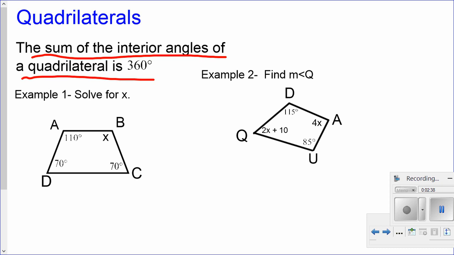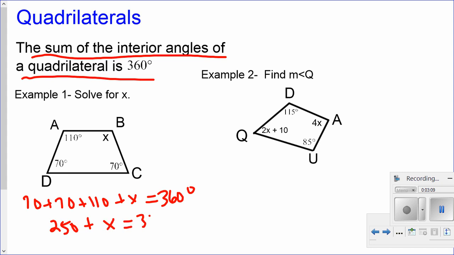I do have a quadrilateral here, and if I know that the sum of the interior angles is 360 degrees, I can set up an equation which says 70 plus another 70 plus 110 plus x, and we know that's going to equal 360 degrees. So I'm going to combine like terms and solve for x. So 70 and 70 is 140. 140 and 110 is 250 plus 1x is equal to 360. So if I subtract 250 from 360, I get x, which is equal to 110 degrees.